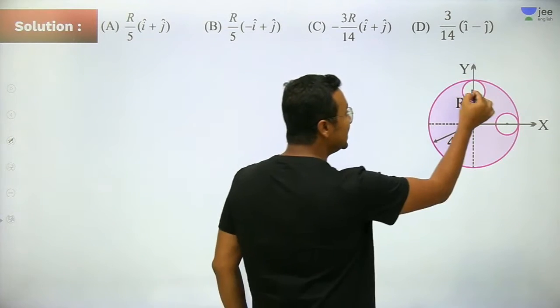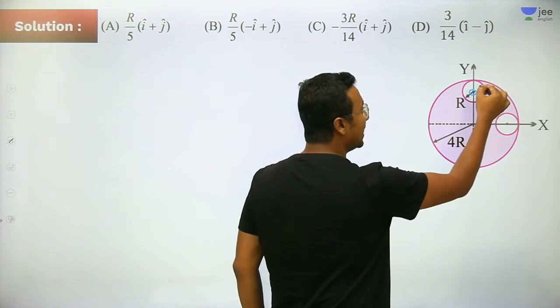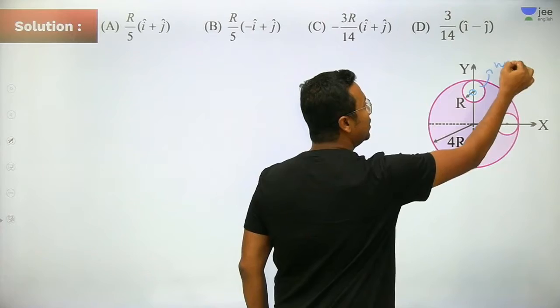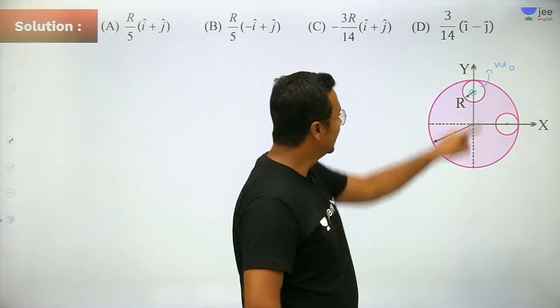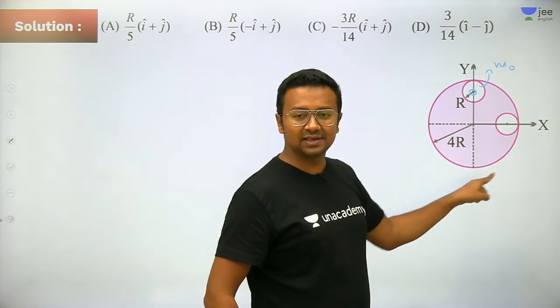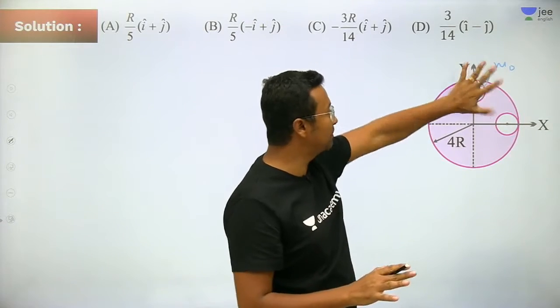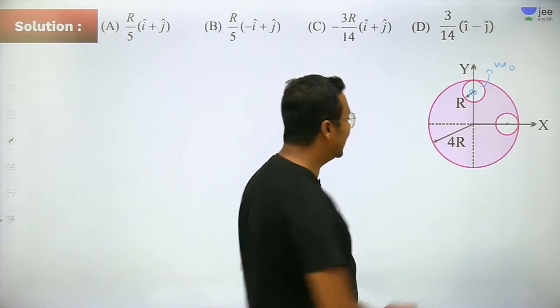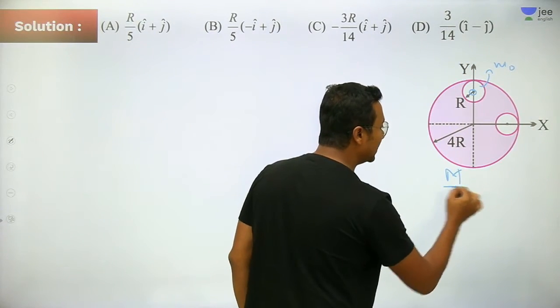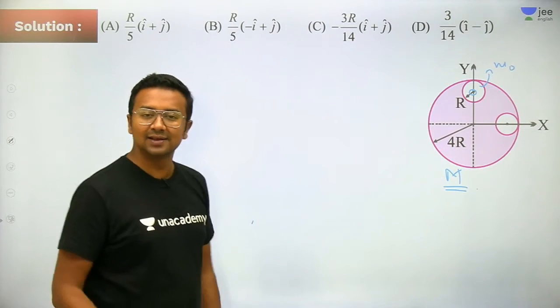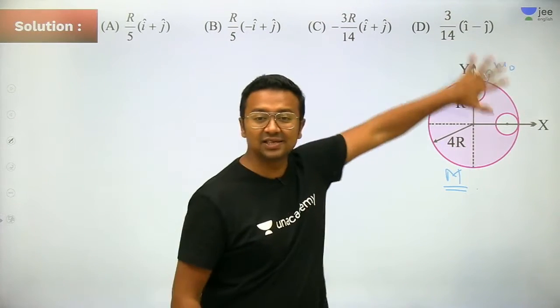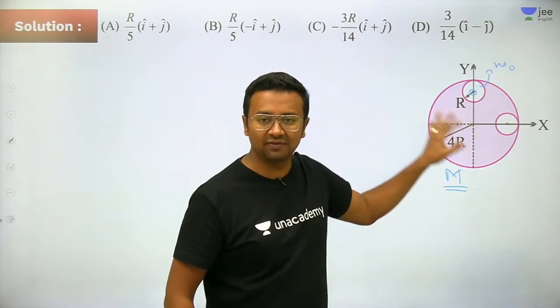Let's see. This mass m naught, first we will try to calculate it. This entire mass, when it is fully packed, let's say that mass is equal to capital M. Simple idea. Now the mass is uniformly distributed over the surface area.